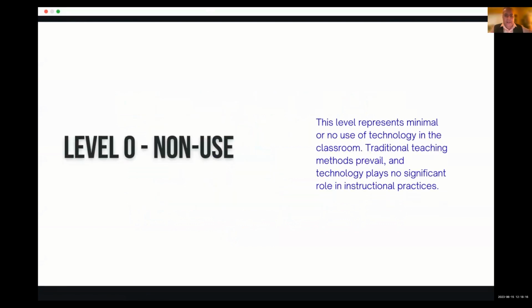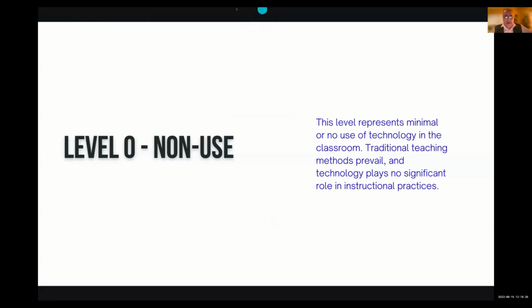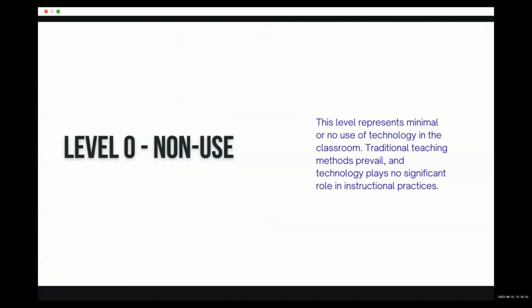So I'm going to go straight into the levels. Level 0 is non-use. I don't think anybody is at this place anymore, where you walk into a classroom and the technology is just not being used. I haven't seen this in a while. Show of hands, do any of your colleagues or anybody you know of still at this level, where it's a dusty computer in the back, or there's a real hesitance to use the technology? Anybody still in that place?